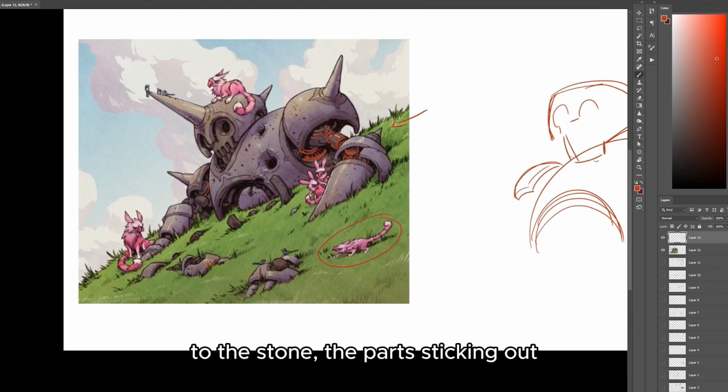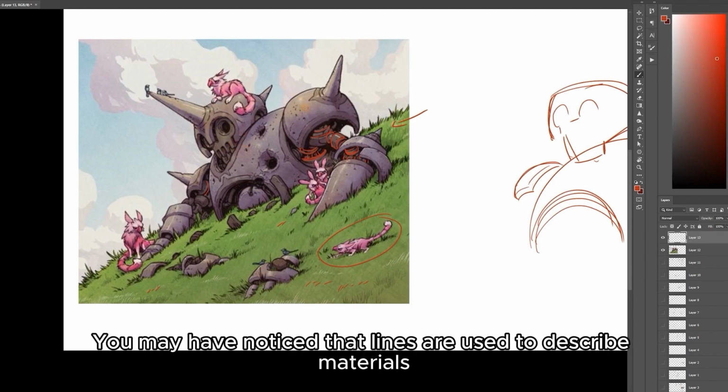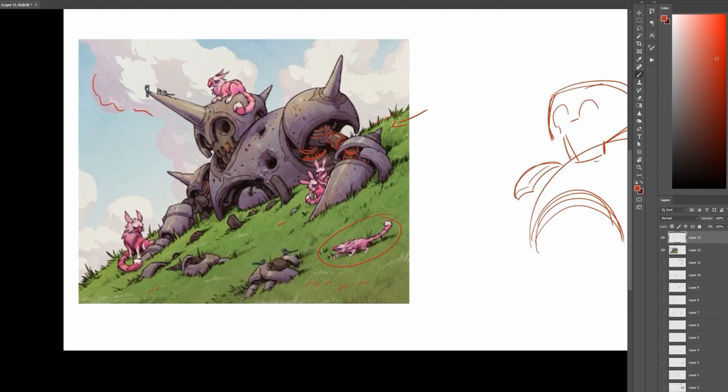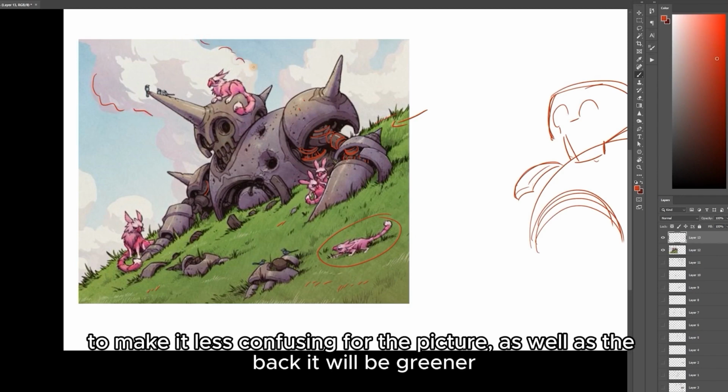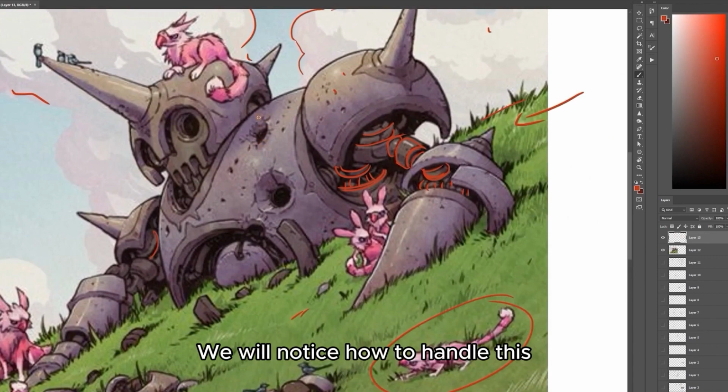The stone, the parts sticking out. How he drew and used line. How grass was drawn and colored. How to manage the number of lines in the picture. You may have noticed that lines are used to describe materials. The front part has lines, the back part has no lines, to make it less confusing for the picture, as well as the back, it will be greener. If we learn lines, we will notice these, we will notice how to handle this.